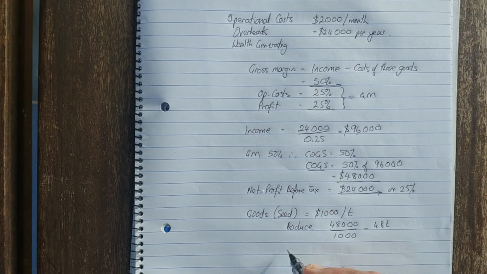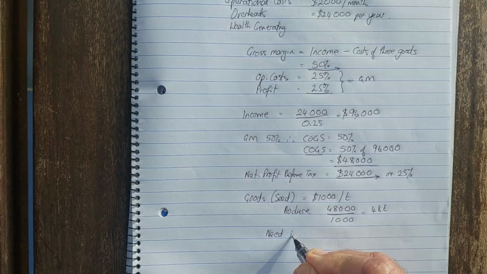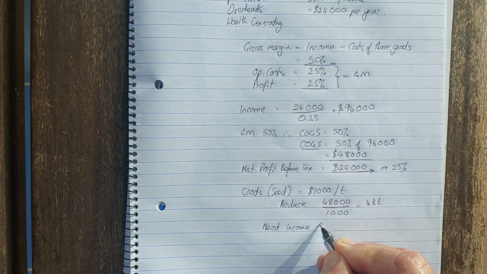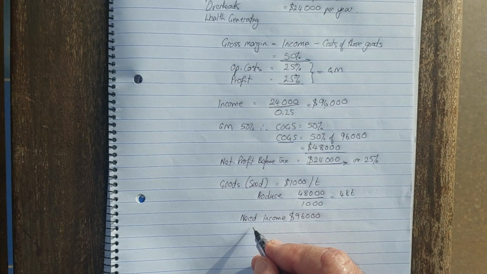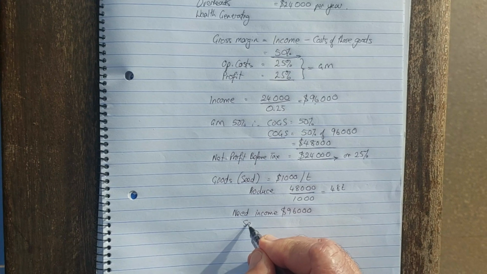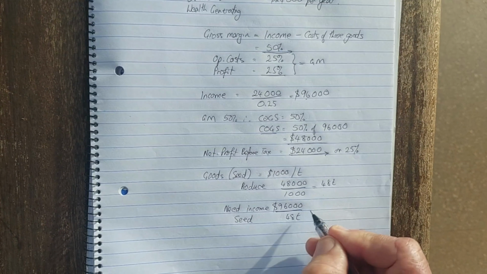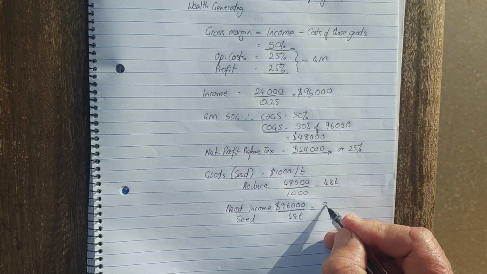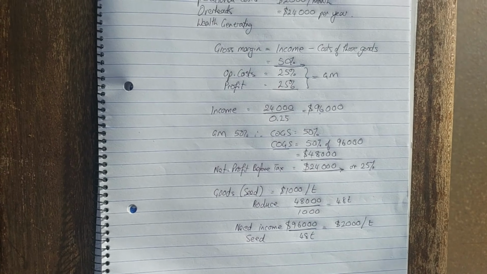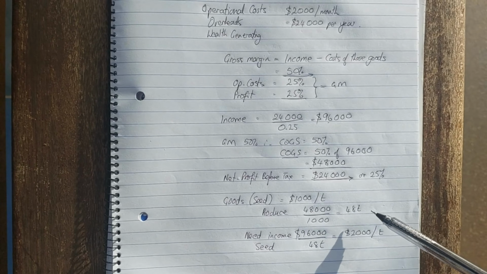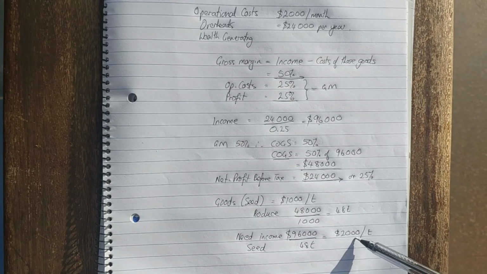Well, we need an income of $96,000, and we have seed 48 tons. So if we divide these two, we get $2,000 per ton. So now we've established two things: how much seed we must produce and at what price we must sell it.